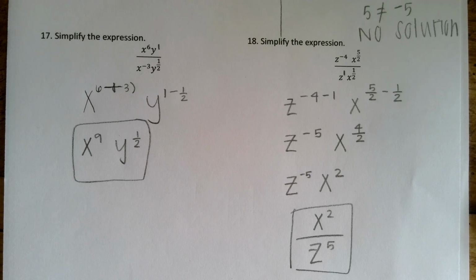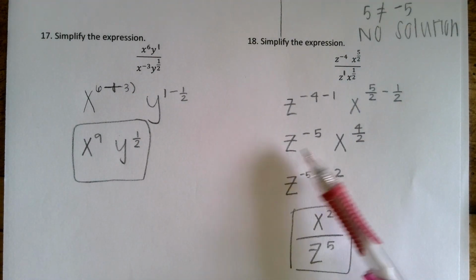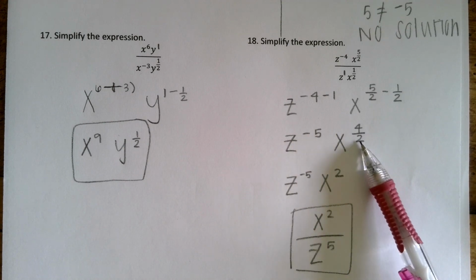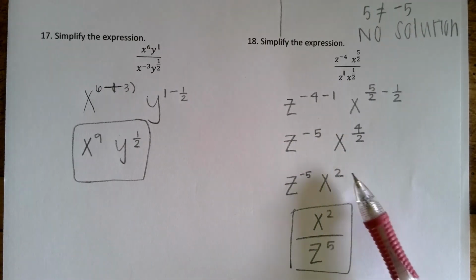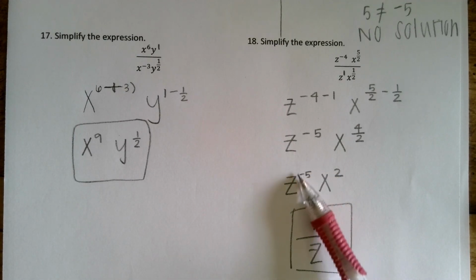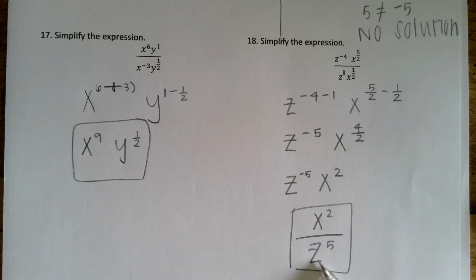Okay, here's the work for number 18. This one started off similar where we subtract our exponents, so we get z to the negative 5th and x to the 4/2. 4/2 can simplify to just 2. And then the last thing I need to do is get rid of this negative 5. I can't have a negative exponent, so we move it to the bottom of our fraction and make it positive.